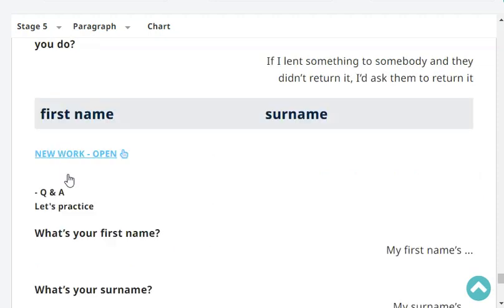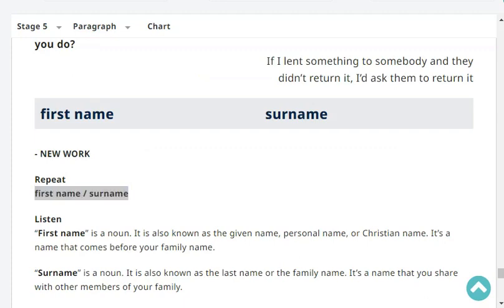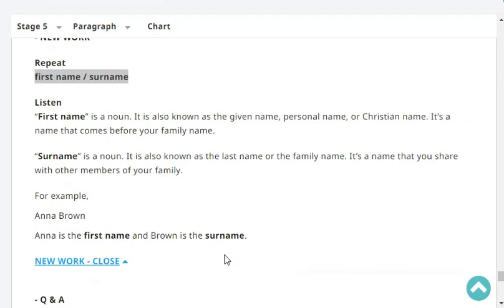Okay, next repeat the first name. First name, surname. Very good. Okay, listen. First name is a noun. It is also known as the given name, personal name, or Christian name. It's the name that comes before your family name. Surname is a noun. It is also known as the last name or the family name. It is the name that you share with other members of your family. For example, Anna Brown. Anna is her first name and Brown is her surname or family name.